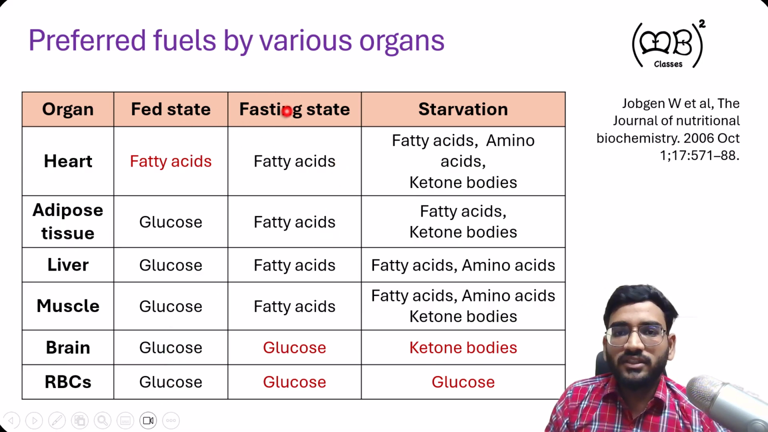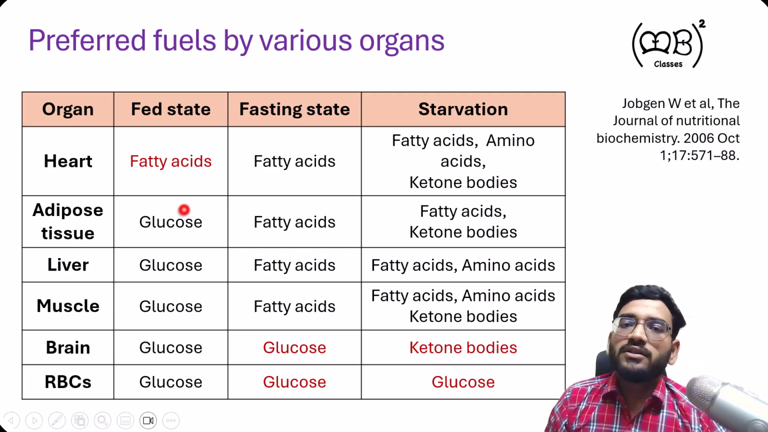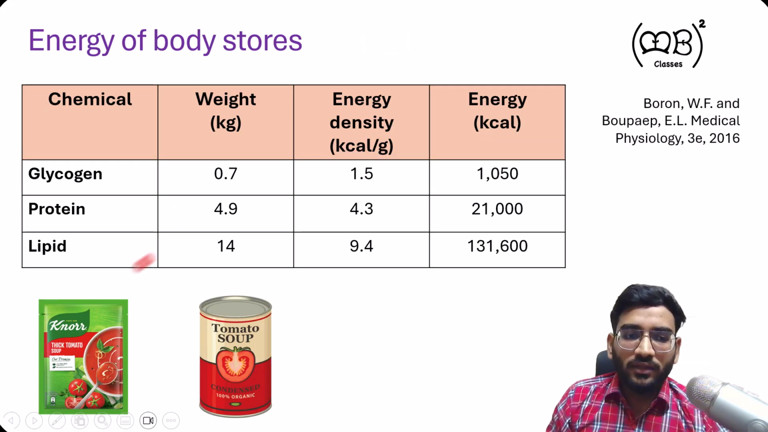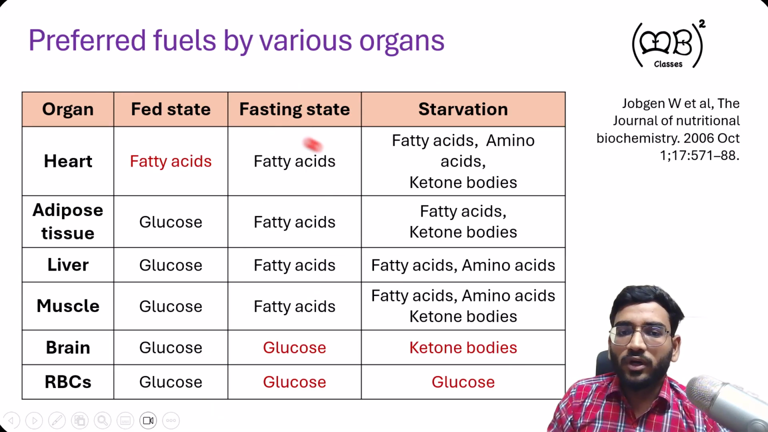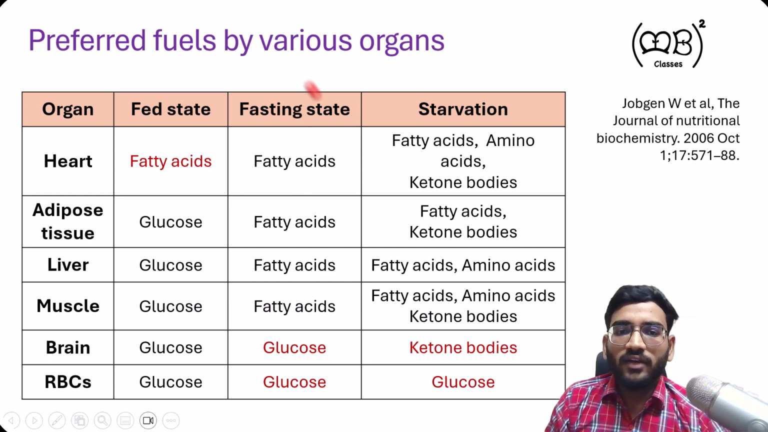Now second, in the fasting state, glucose availability is very low, but there is a lot of stored lipid. The lipid is broken down into fatty acids, and everybody uses fatty acids for their energy consumption in the fasting state, except the brain and RBCs. Now remember about the RBCs.